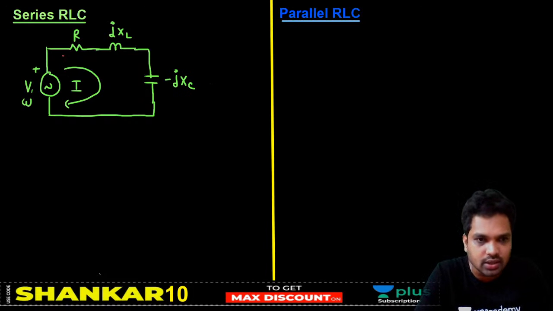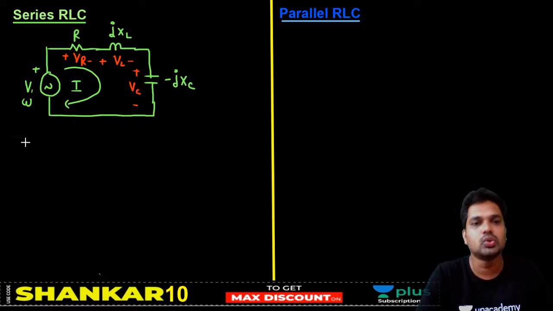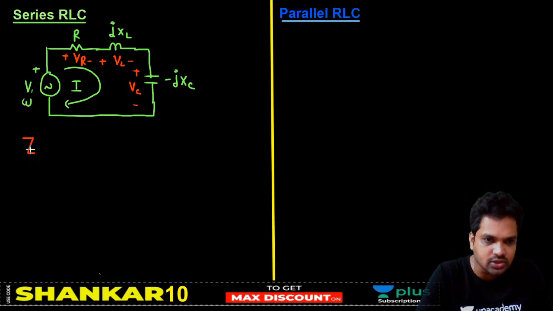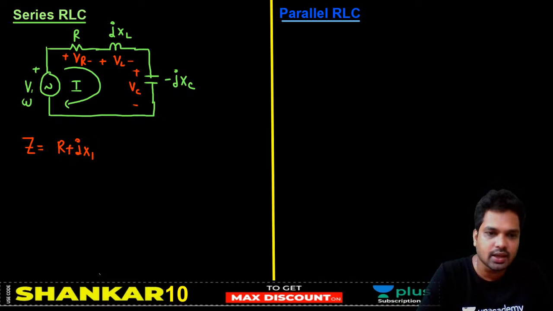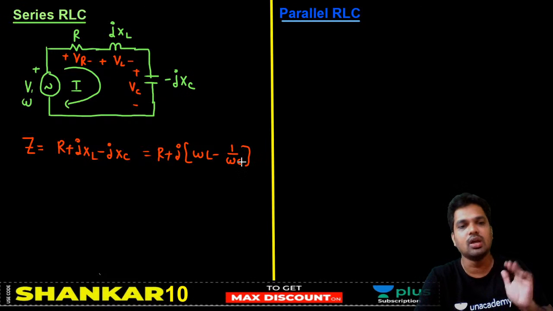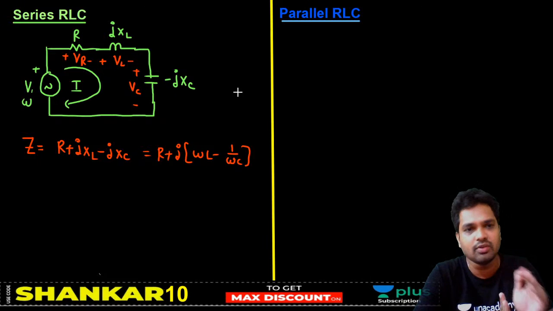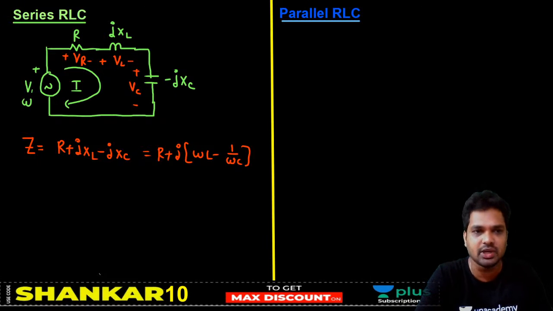So now listen here. This is VR, VL and VC. Firstly, what is the impedance of the circuit Z? It is equal to R plus jXL minus jXC. That is R plus j times, where XL is omega L, minus 1 by omega C. Okay, so this is the impedance of the series RLC circuit. Just the basics we are discussing. Then we will see when resonance occurs. Every single case we will be discussing one by one.